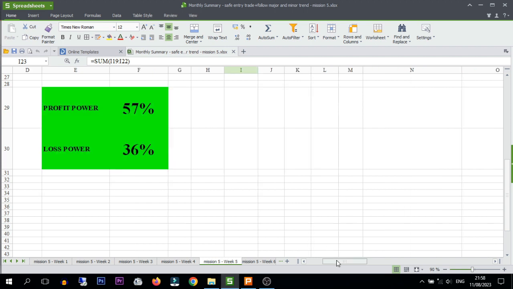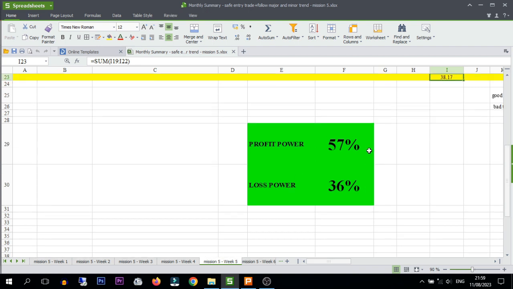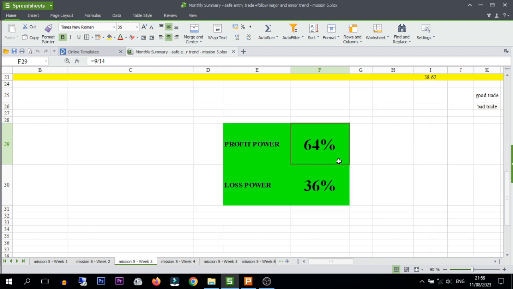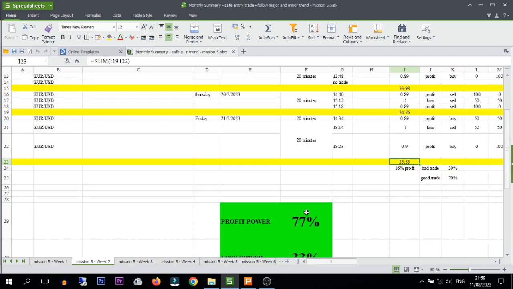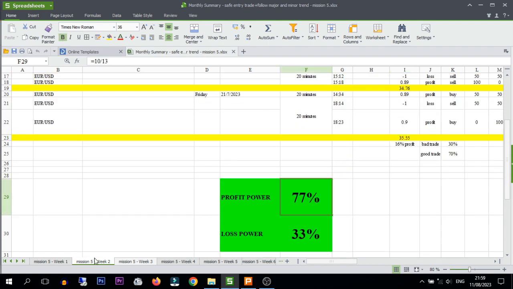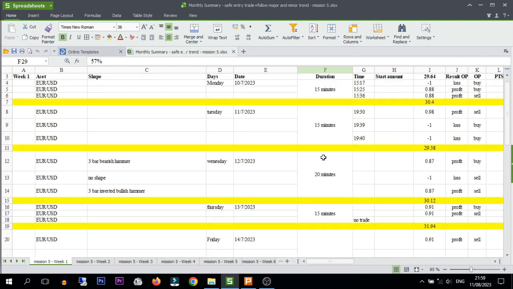Okay, so that's all. After finishing this ebook, what you can get is to become a consistently profitable trader. Right now, I'm working on mission 5. Mission 5 is profitable. You see, 57% of the profit power. Here 64% profit. This is weekly. I'm recording the weekly data, 70%, and week 1 57%. So this is nearly 60%.